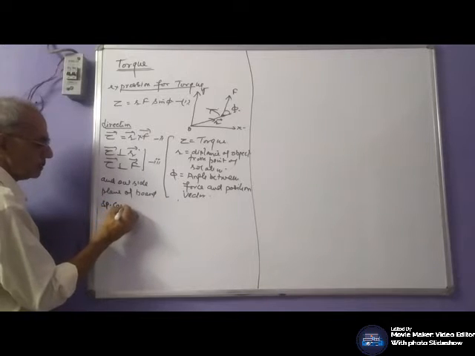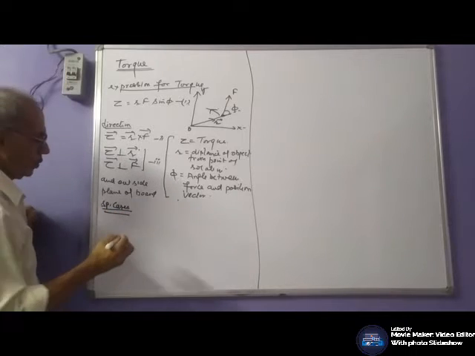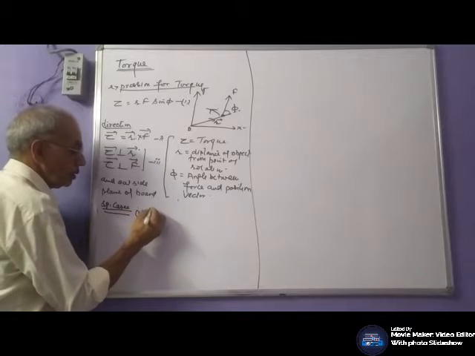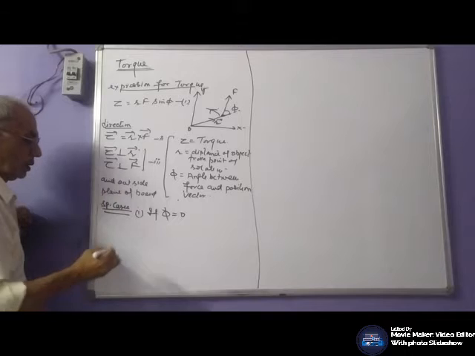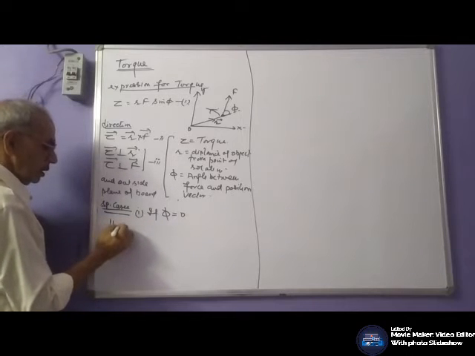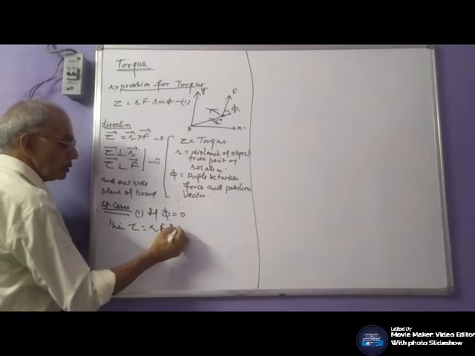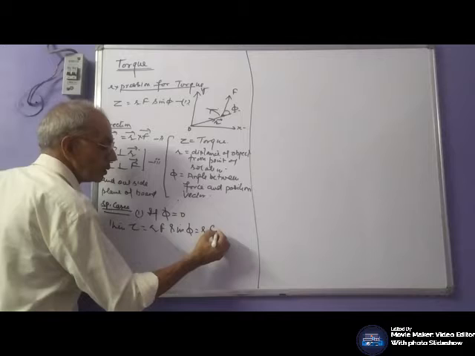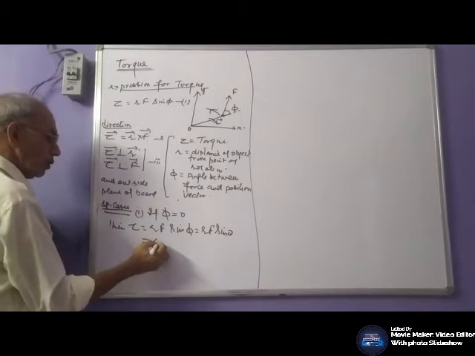Special cases. First, if phi is 0, then tau is RF sin phi, RF sin 0, torque is 0.